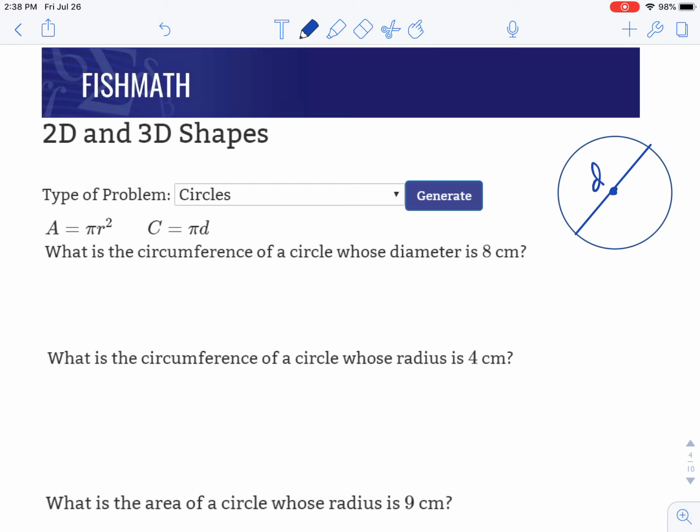The radius goes from the center to any point on the circle. And the radius is therefore half the diameter. Or you can say the diameter is 2 of the radius.